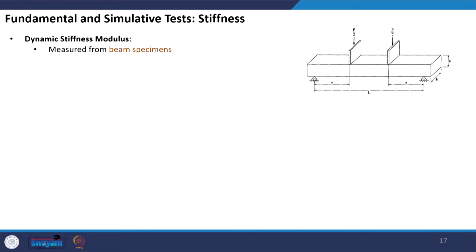Then another stiffness parameter is dynamic stiffness modulus. Now, this is measured using beam specimen and typically using a 4-point beam bending setup. Why we choose a 4-point beam bending? Again, this is one question which is repeatedly asked.